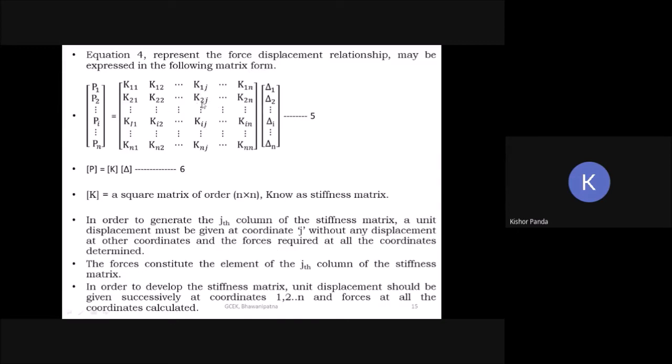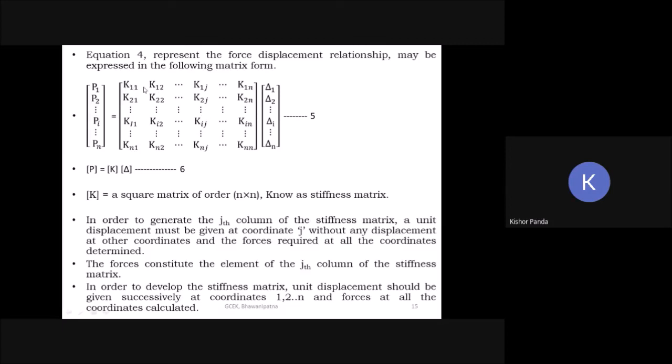The forces required at all the coordinates are determined. At coordinate 1, what is the force due to the unit displacement at j? Similarly, K2j is the force at coordinate 2 due to unit displacement at j. Similarly, Kij is the force required at coordinate i due to unit displacement at j. These forces constitute the elements of the jth column of the stiffness matrix. In order to develop the stiffness matrix, a unit displacement should be given successively at coordinates 1 to n, and you have to find the forces due to that unit displacement.